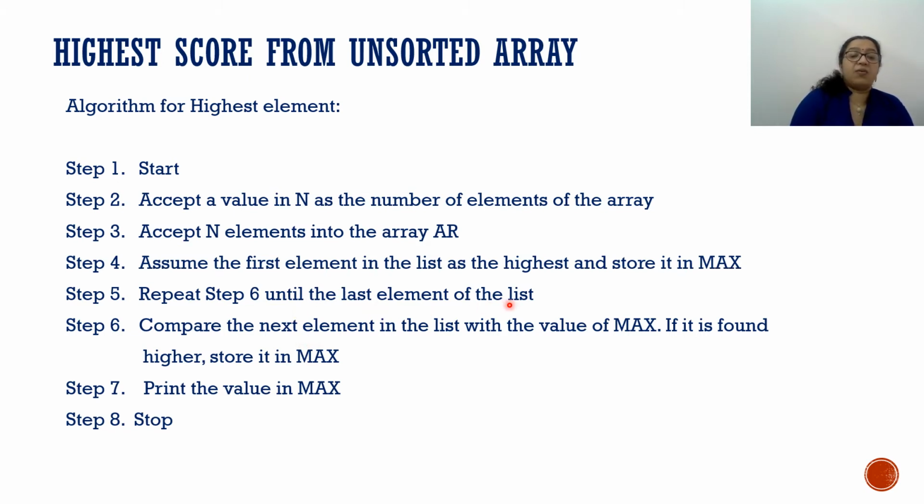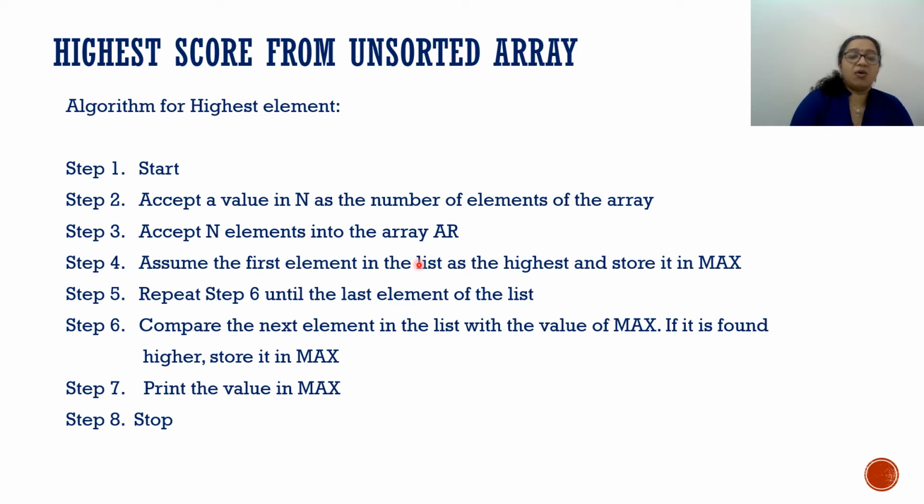Now after this, we can print the value in max. We already got the maximum value, the highest value, in that max variable. So we can print that value. Then we can end it, stop the algorithm. Understood? So this is the way of finding the highest element. It is a very simple program.